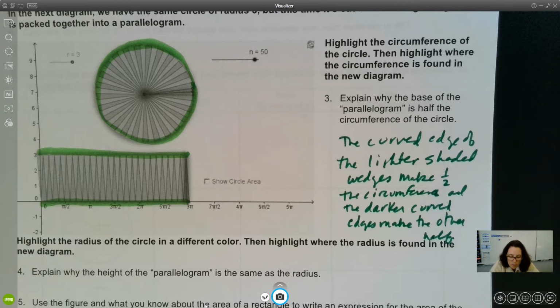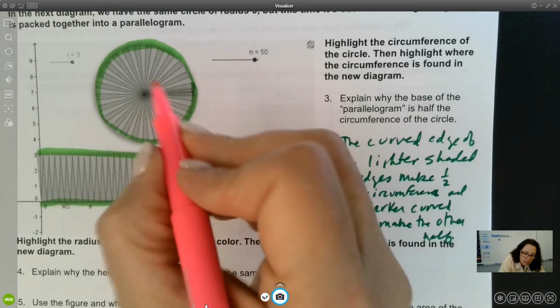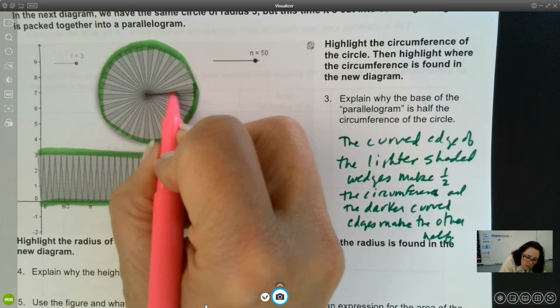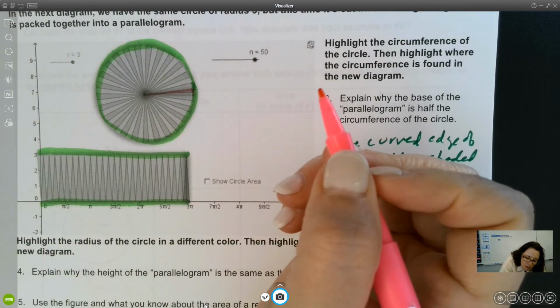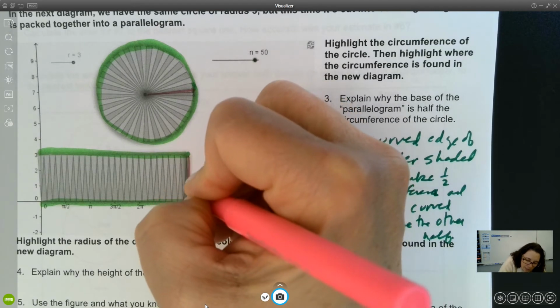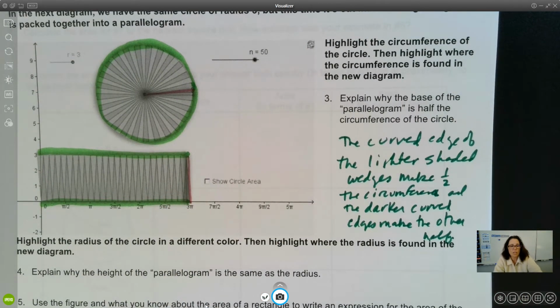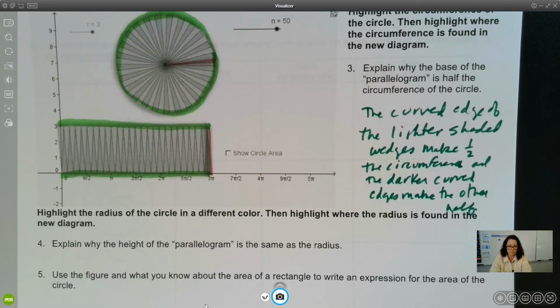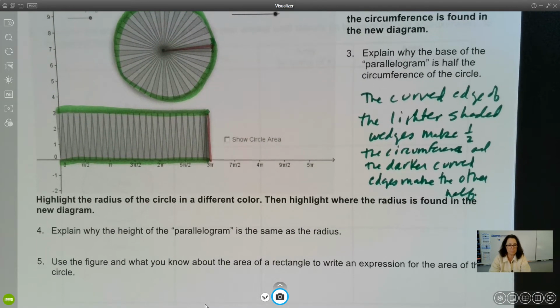All right. What else I want to show you is this. Do you see that the radius is the side length of any one of these wedges? Okay. Highlight the radius in a different color. Okay, so we just did that.